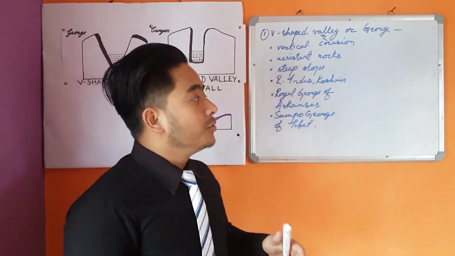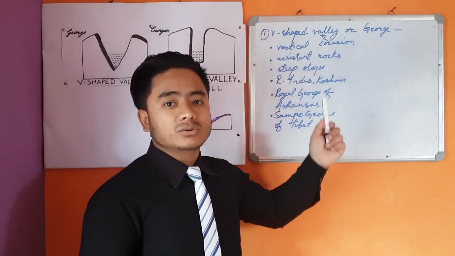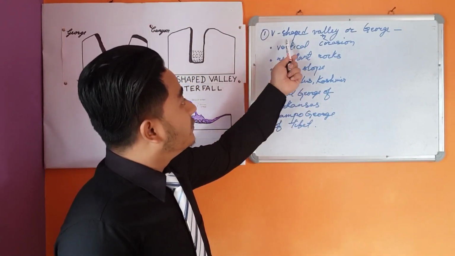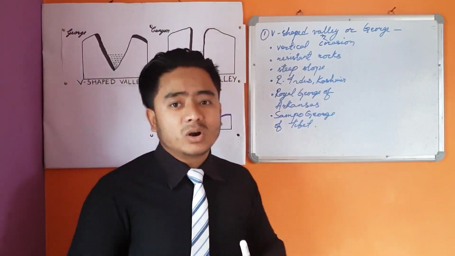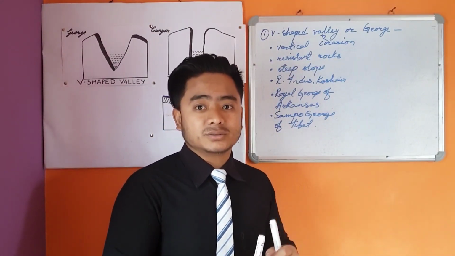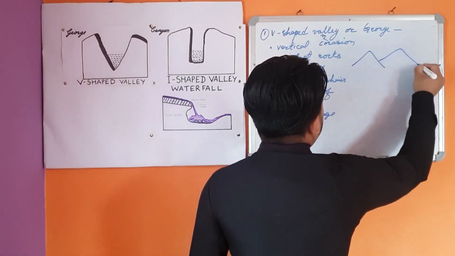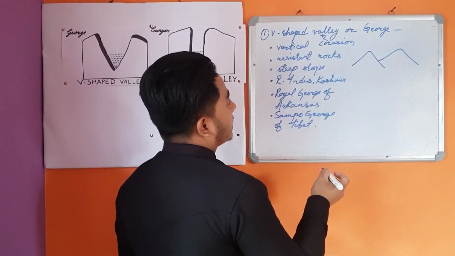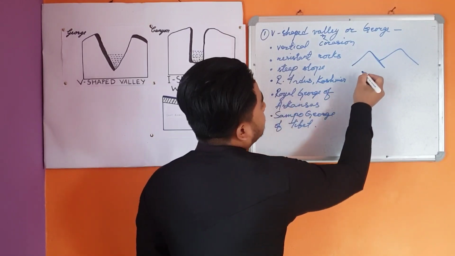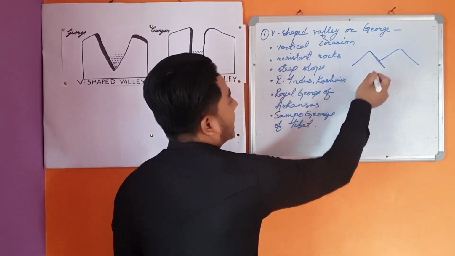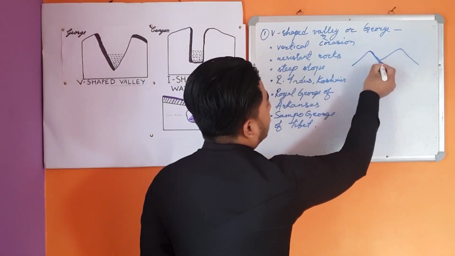So now we will discuss about the first landform formed by the river erosion in the upper course, that is V-shaped valley or gorge. So now let us understand what is V-shaped valley or gorge. When the river originates in the mountainous areas, due to the steep slope of the land and due to the presence of the hard and resistant rock, the river starts flowing downward.